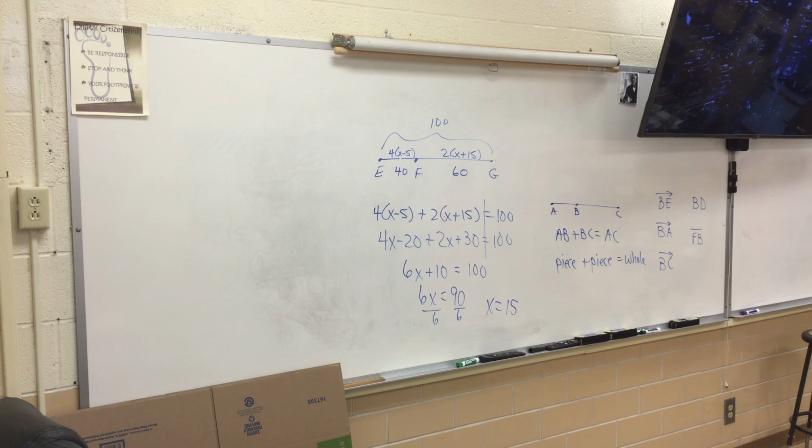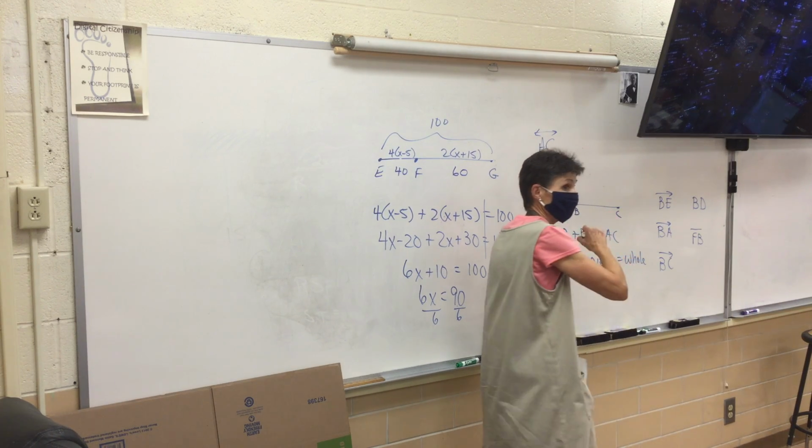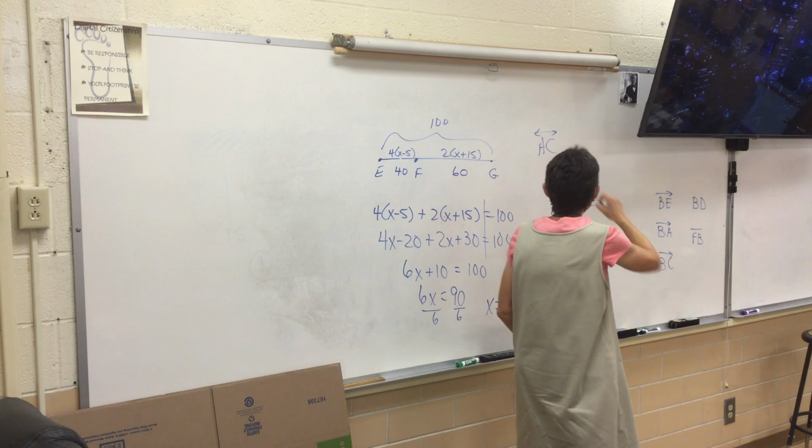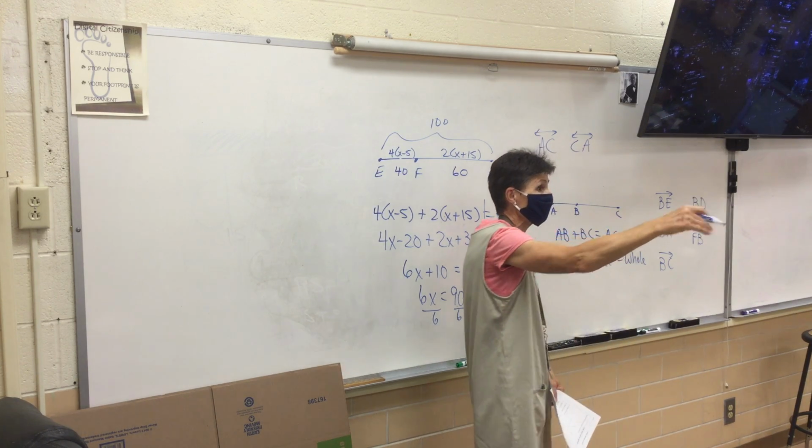AC and CA. That would be perfect, as long as, again, you've got the double arrow on top of it. So AC and CA would be great. Kids, those aren't the only answers. Did anybody have a different answer?